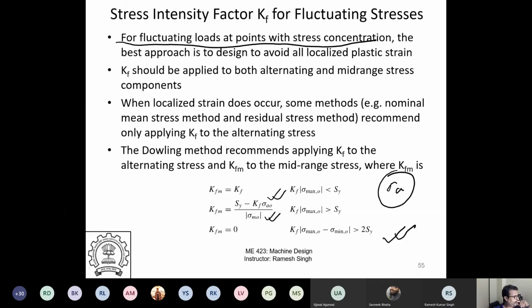So you see here, it says if you have fluctuating load, there's a stress intensity factor. So basically, KF should be applied to both alternating and major components, wherever localized strain occurs. We recommend KF for alternating stresses, but KF has to be applied to both alternating and major stresses. And this KF is primarily because of stress concentration.